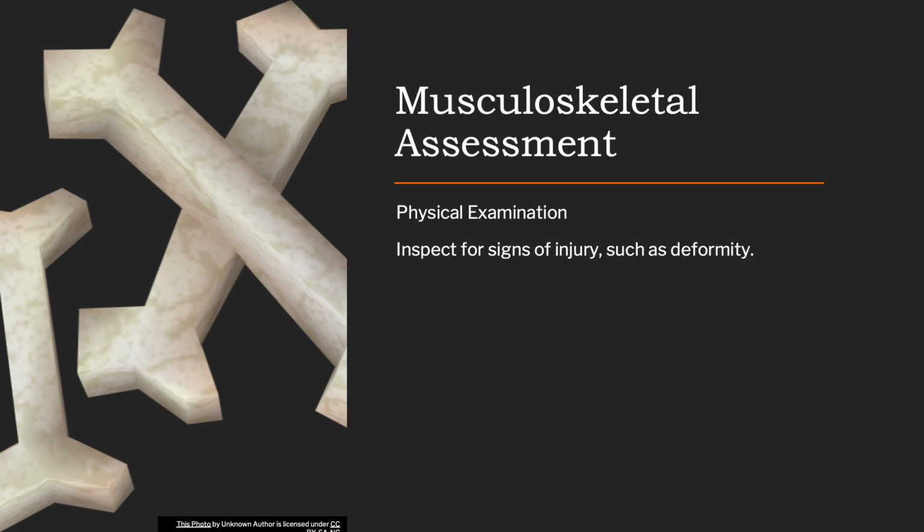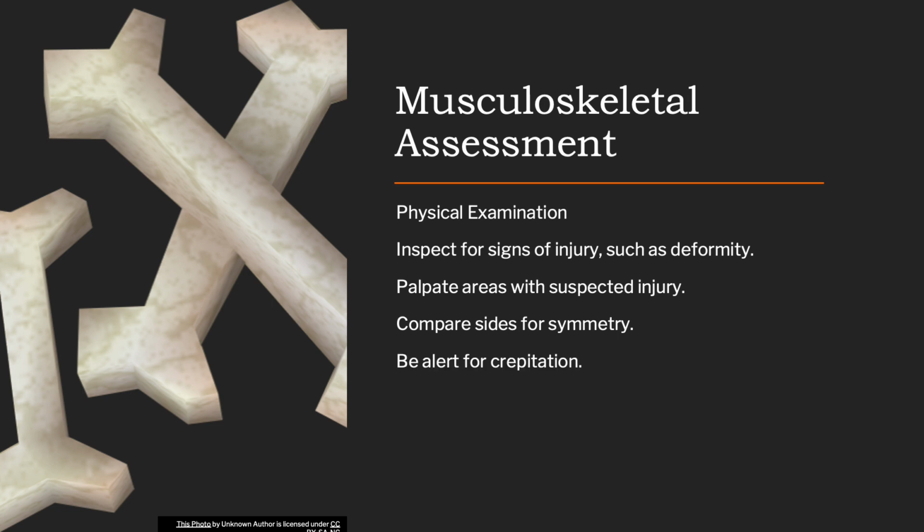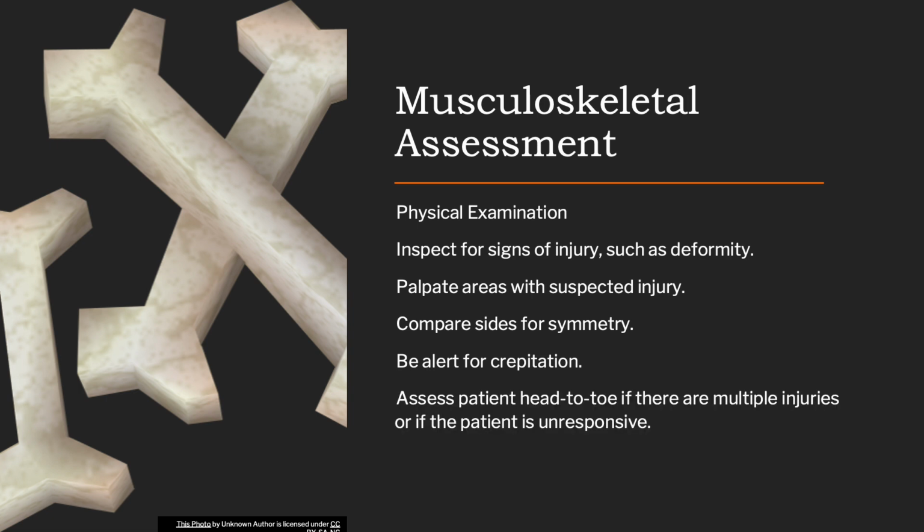So, do a physical exam. Check for signs of injuries or deformities. Palpate areas of the suspected injury. Compare sides for symmetry. So, do both sides look the same length? Do they feel the same? Do they look the same? Be alert for crepitus. Crepitation means that two bones are rubbing on each other.